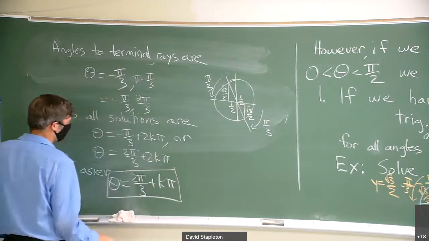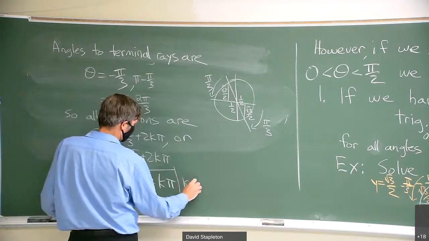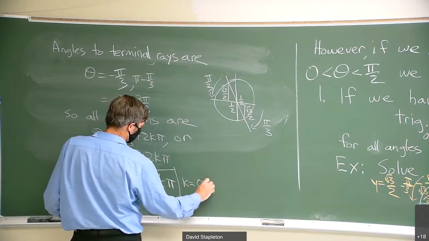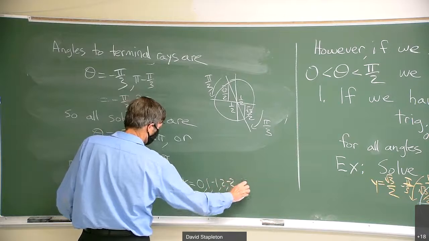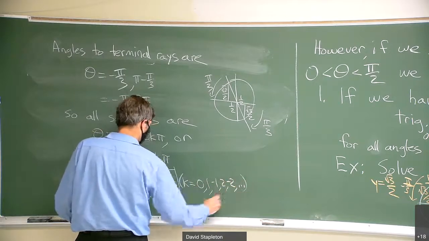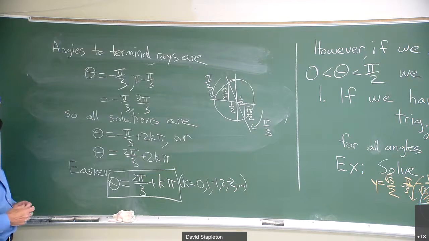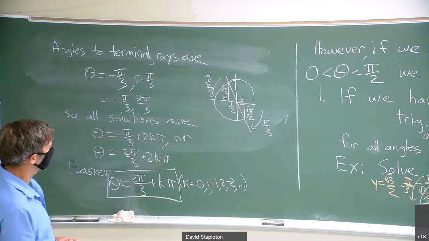Here's the best way to write it, where once again, you don't have to write this down, but we're tacitly assuming, because everybody knows that's what you do by convention, that k is an integer, 0, 1, minus 1, 2, minus 2, etc. on forever. So there's all solutions to tangent theta equals minus square root 3.